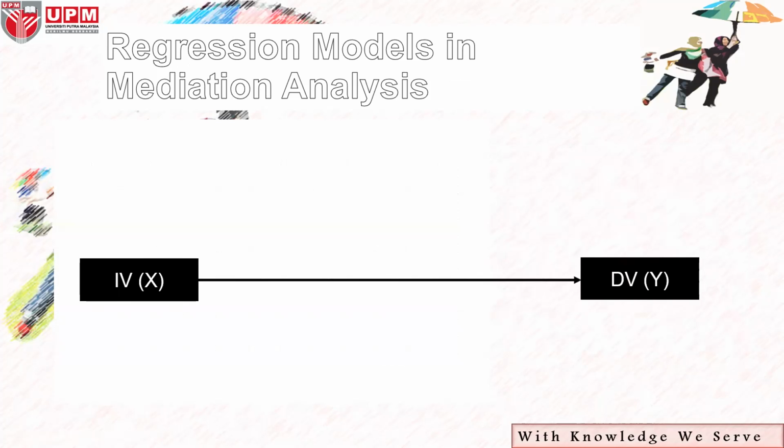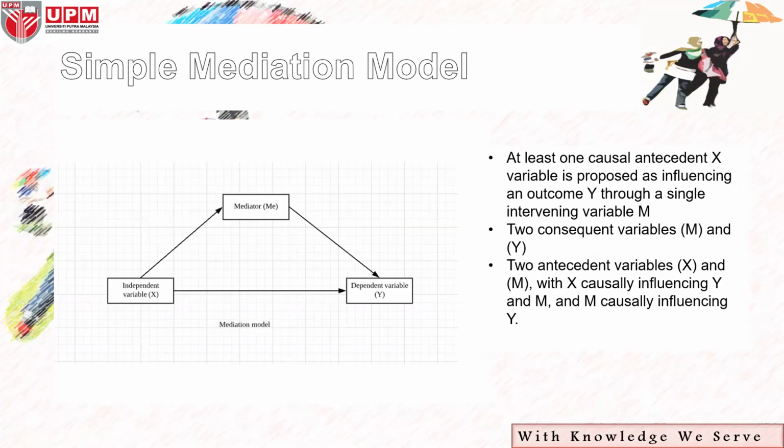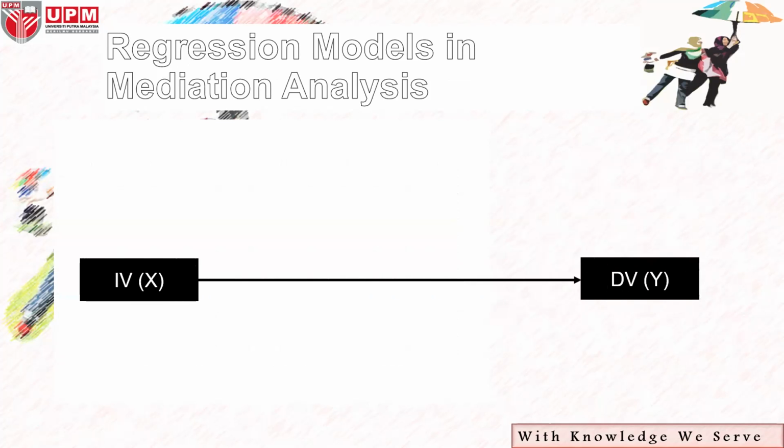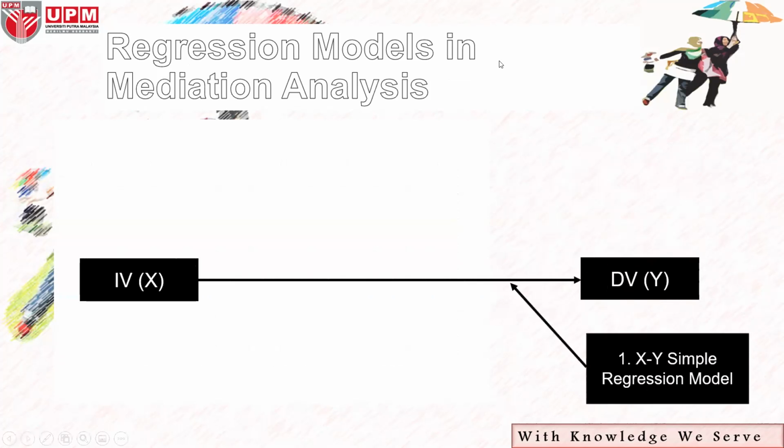Regression models in mediation analysis. In general, this is the simple mediation model. But to run the analysis, kita kena pecahkan dia satu-satu. First, we look at the first part of the model, which is the relationship between IV and DV without the mediator. So this one, X to Y, is a simple regression model. To get the result ni, first we need to run the simple regression analysis.